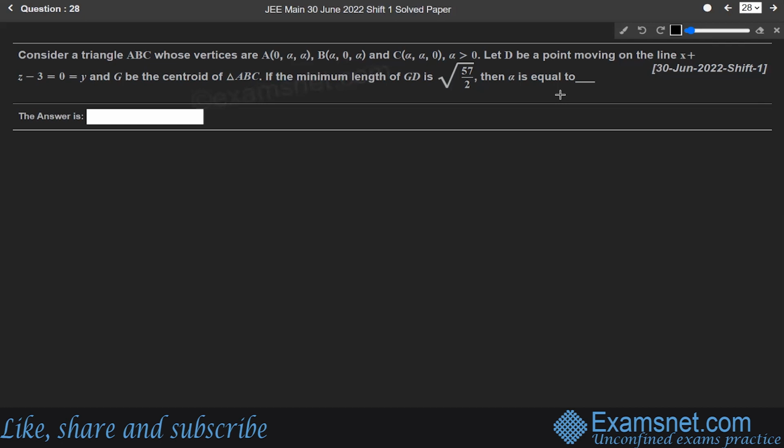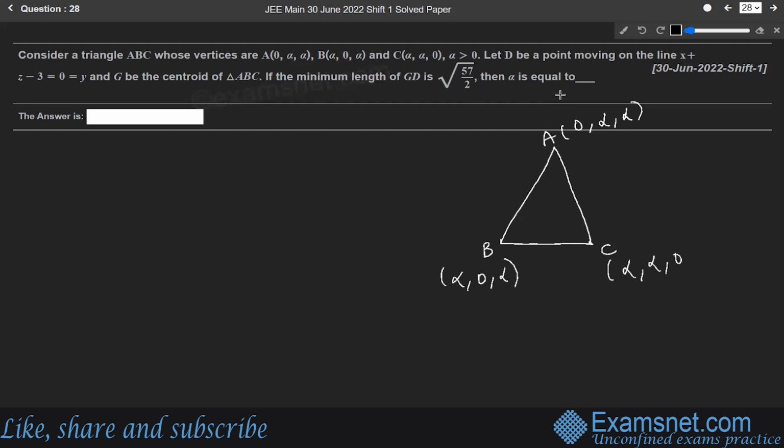It is given that consider a triangle ABC whose vertices are A, B and C. So first let us make a triangle. And the vertices of this triangle are A, B and C. So let us name it A, B and C. The coordinates of A are 0, alpha and alpha. Coordinates of B are alpha, 0, alpha. And coordinates of C are alpha, alpha and 0. It is given that G is the centroid of triangle ABC. So let us make a center point here. So this is G, which is the centroid of triangle ABC.